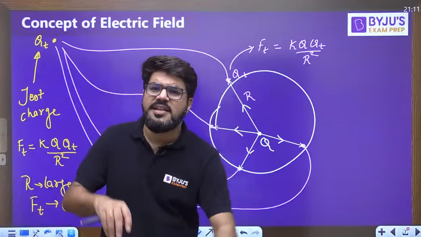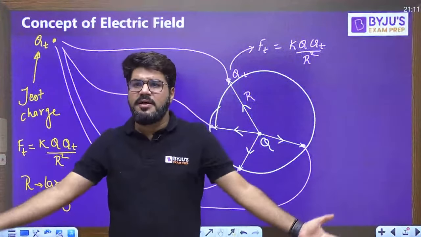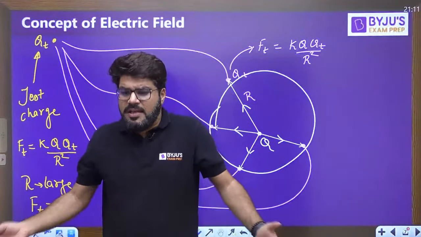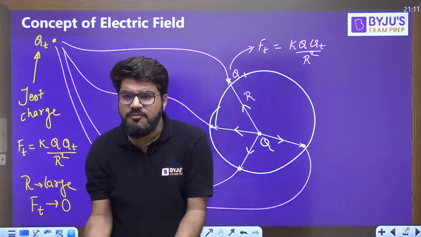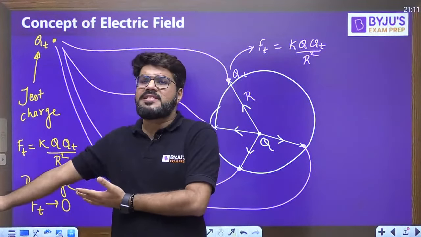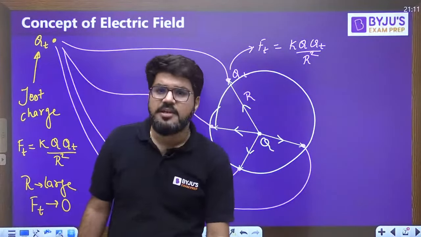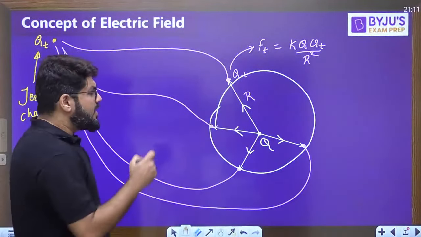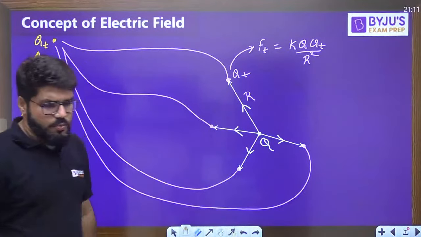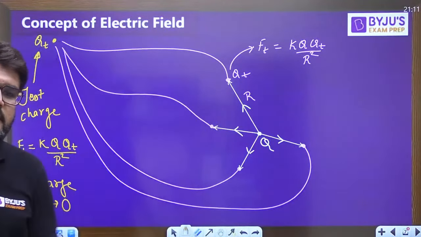There exists a region, एक मैदान जैसा मान लीजिए, a field. A locality you can say. If you are not in that locality, if you are not in that region, you don't experience any force. But as you enter this, you start experiencing a force. That field, that area, that region, we call it the electric field region.